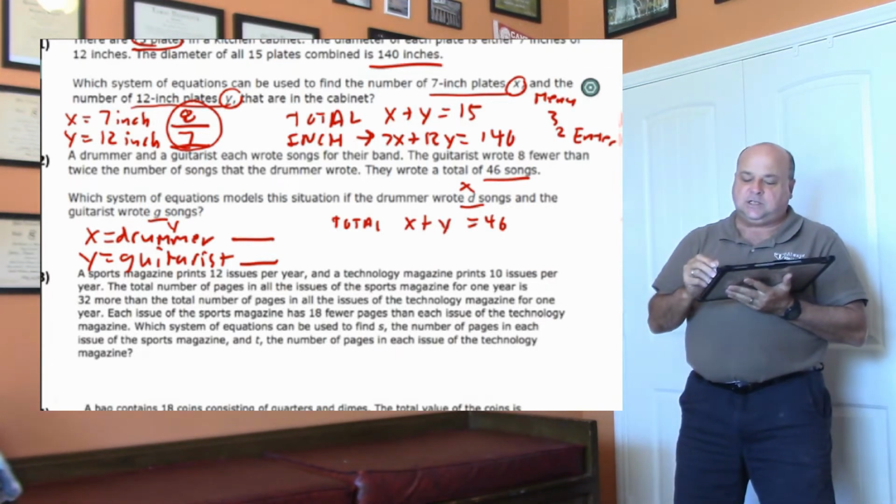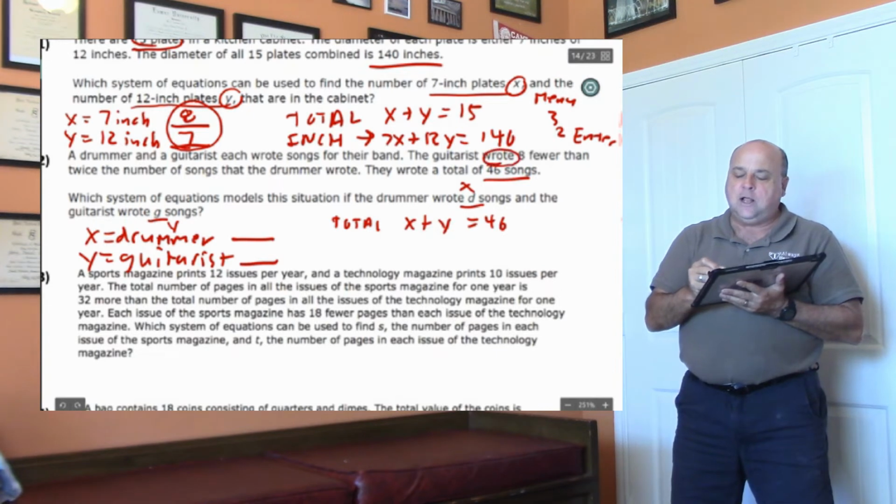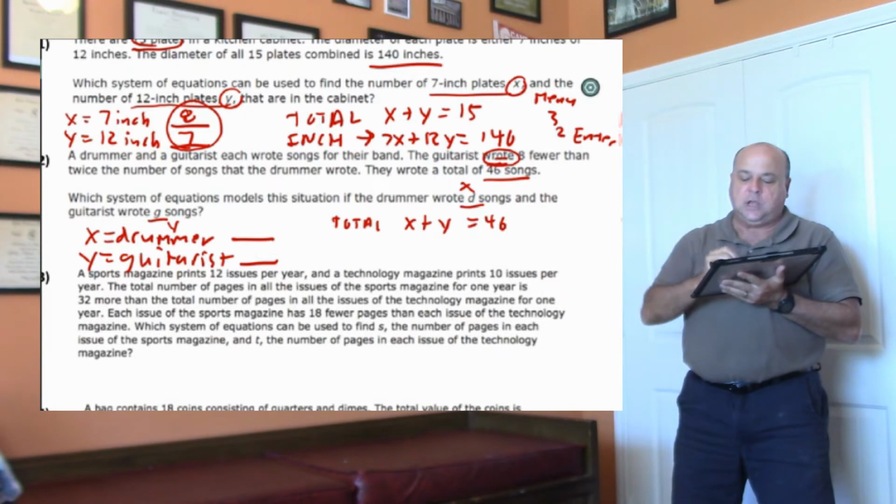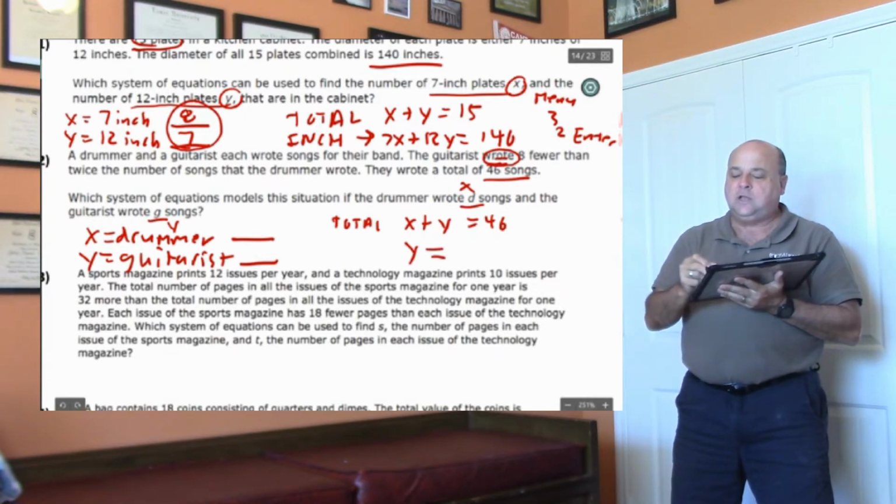Now, this one is the tough one. The guitarist wrote. That wrote is the verb. That's our equal. So the guitarist equals. The guitarist is Y equals fewer than.